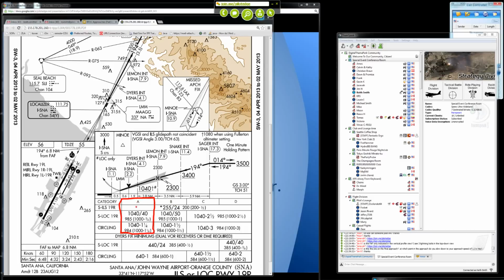And don't be fooled by the fact that there's nothing here. The reason there's nothing there is because the number's actually over here. And the reason it's in the center is because it doesn't vary based on category. Take, for example, the localizer 19 right minimums. They are different for category A versus category B versus category C and D. So that's how this is all laid out. So for us, A, B, C, and D doesn't matter. If we're shooting the ILS 19 right, then we only have one set of minimums to worry about.